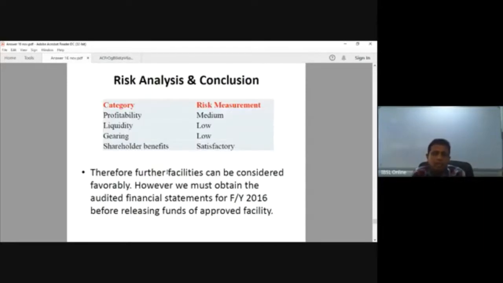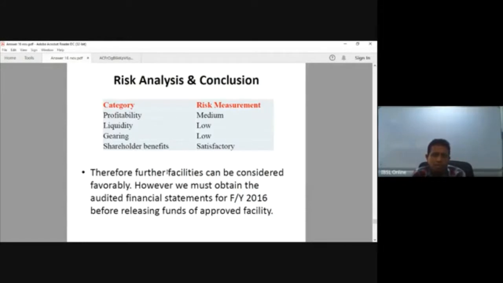Take into account all the things that we have discussed. Profitability, medium risk is given because GP is high but NP is lower. Therefore, profitability low risk cannot be given. We can say medium risk. Liquidity low risk, gearing low risk because liquidity and gearing are very acceptable. Shareholder benefits very satisfactory. Therefore, further facilities can be considered favorably.